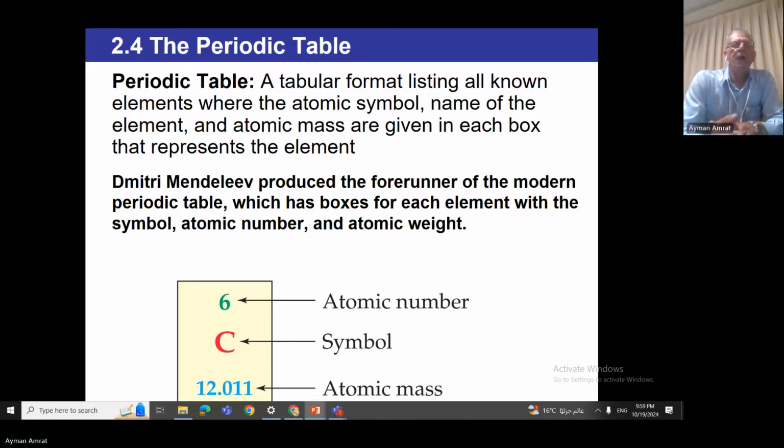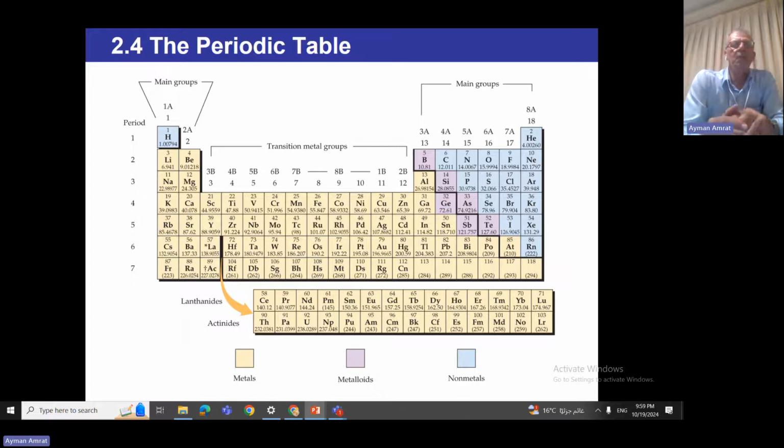Dmitri Mendeleev, a Russian scientist, arranged these elements according to their atomic number in the periodic table. This is the periodic table made by Mendeleev, arranged according to atomic number. First atom, hydrogen, which contains 1 proton, helium, 2 protons, lithium, 3 protons, beryllium, 4, and so on. This arrangement is according to the atomic number of elements.